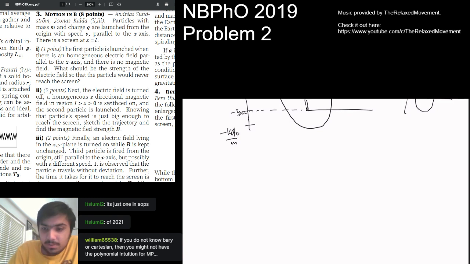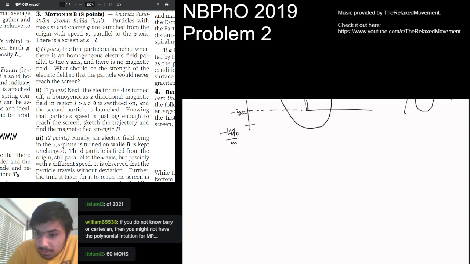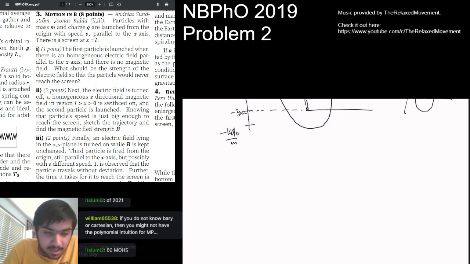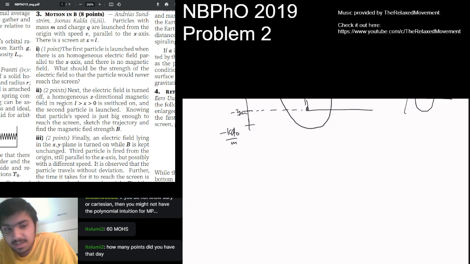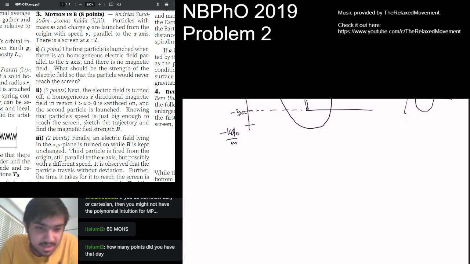Yeah, exactly. I agree with William. You technically can learn the mechanical method of moving points, and you probably would be able to execute it well enough to do easy moving points problems, but you won't be able to do it in any sort of non-trivial way. How many points did it have on that day? I'm not sure if I want to say on public stream.